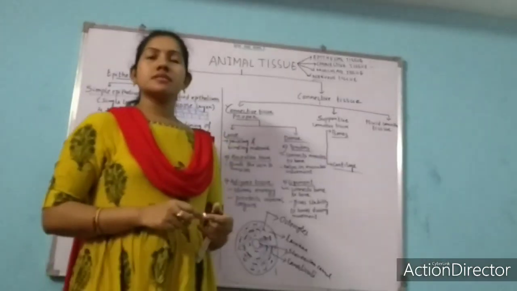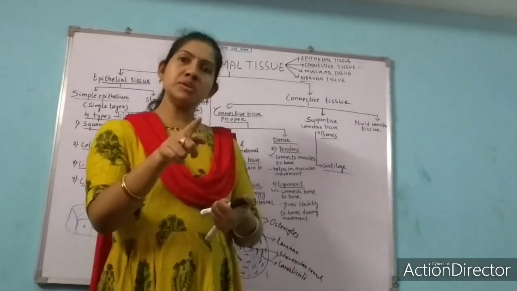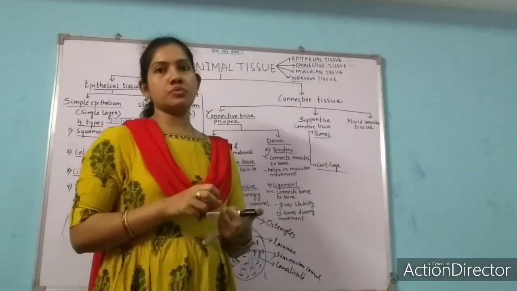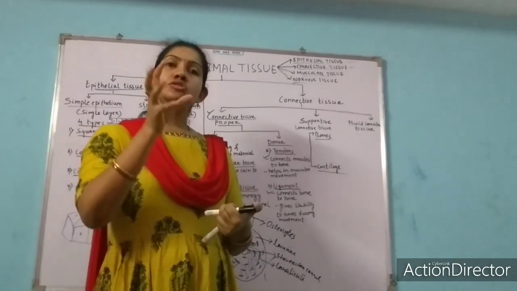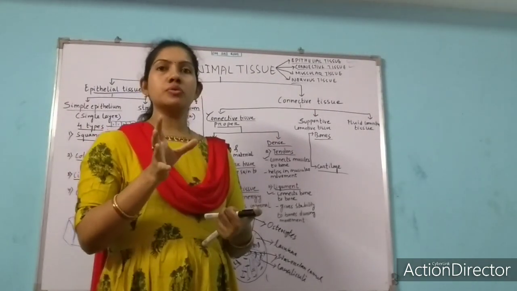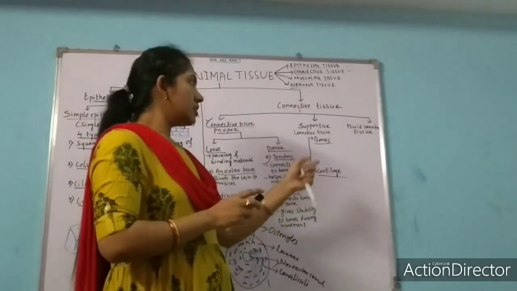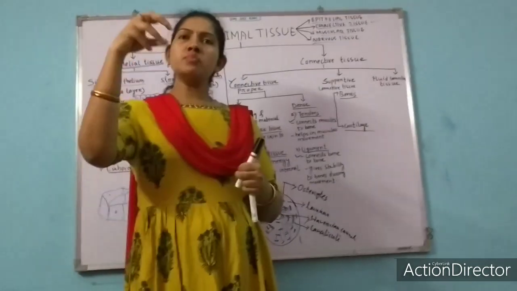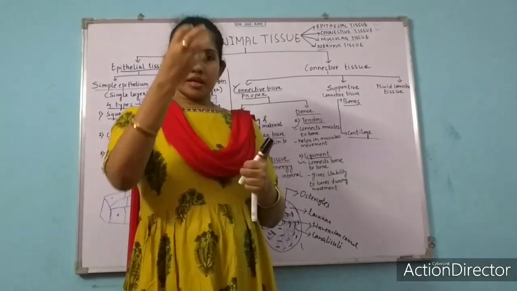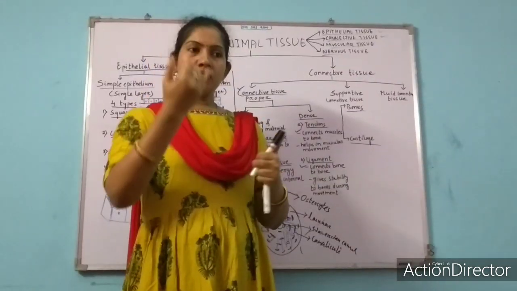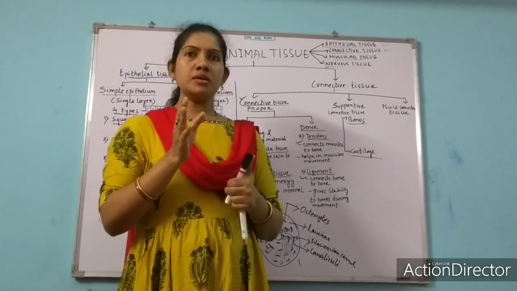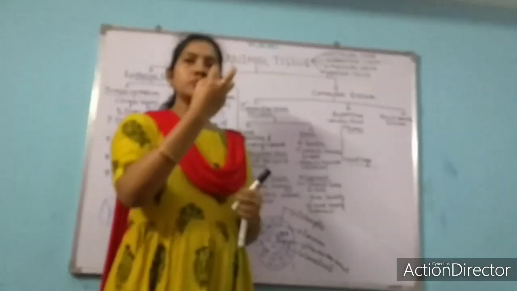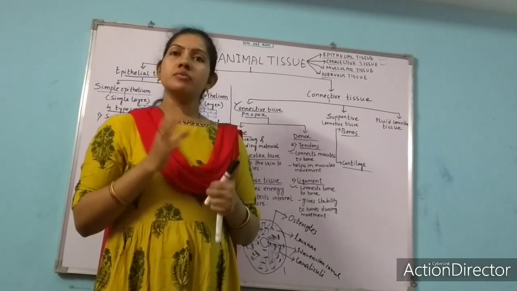Now come to cartilage. Cartilage is the same as bone, but it is not as tough as bone. It is a little softer than bone. One more thing about bone I forgot. Inside the bone, some fluid is present, and we call it matrix. Remember, matrix means fluid. So inside the bone there is a fluid content present, we call it matrix.